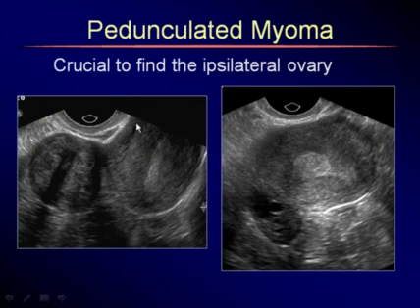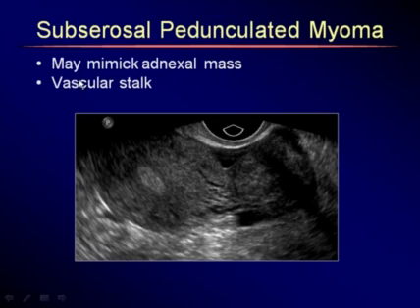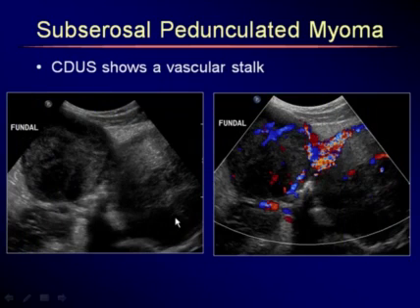Now, the diagnosis of pedunculated myoma has to be made with caution because this is a solid mass adjacent to the uterus, and it could be an ovarian tumor. So it is crucial before we call a pedunculated myoma to find a separate ovary. Once we do this, we can then study the relationship of this solid mass to the uterus. One thing is to look for feeding vessels, the vessels coming through the stalk. These can be confirmed with color.